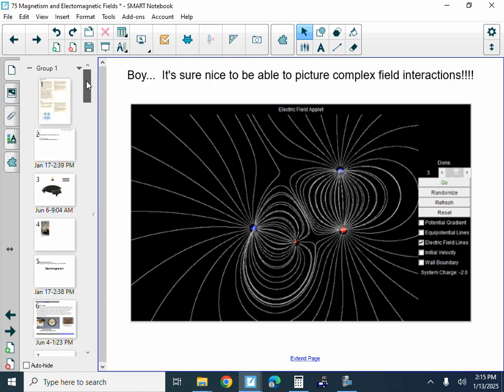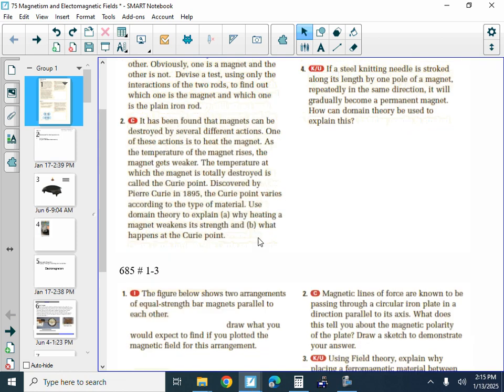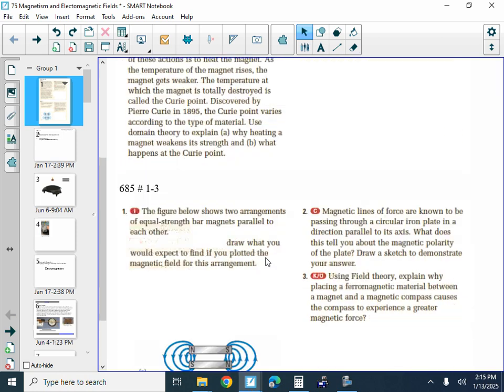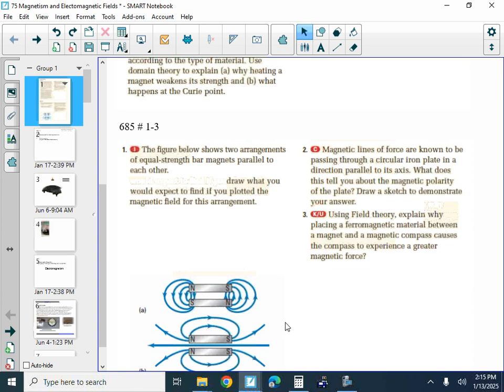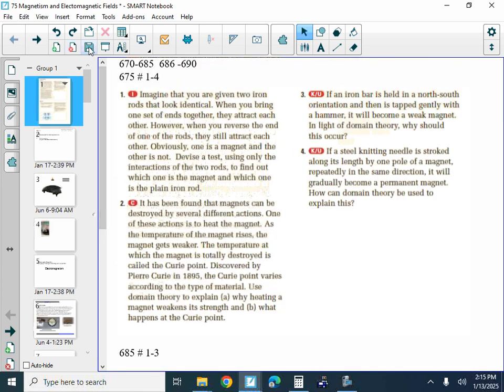So yeah, that is the intro to magnetism and electromagnetic fields. I got rid of parts of it that I didn't like, so there are gaps in there, but I like the questions as they stand now, so there you go.